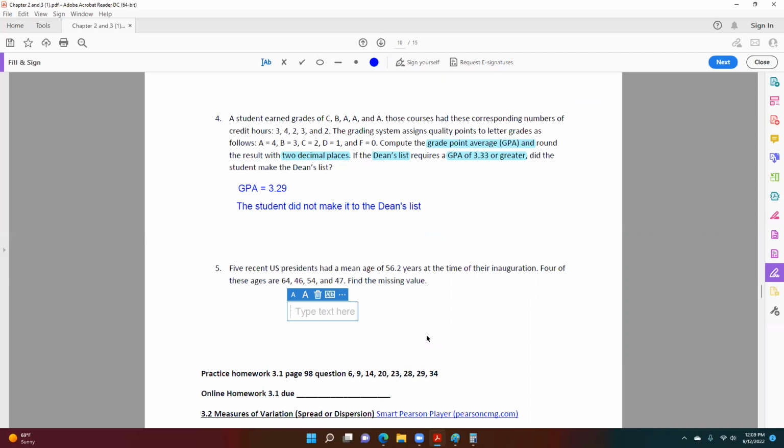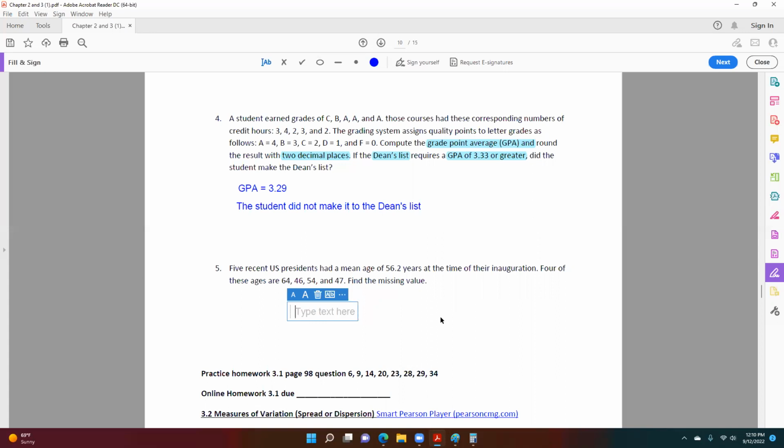We'll do the last one, question 5. The 5 recent United States presidents have a mean age of 56.2 years at the time of the inauguration. 4 of these ages are 64, 46, 54, and 47. You have to find the missing value. So you should know that's 5, but you're only given 4. This is kind of an algebra type question.